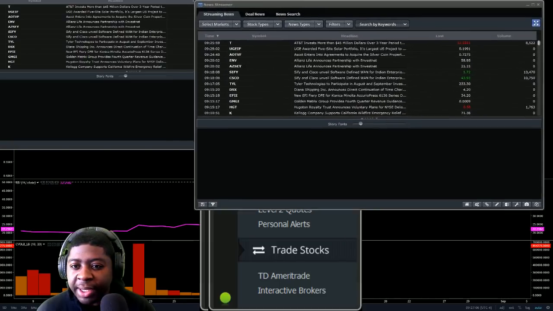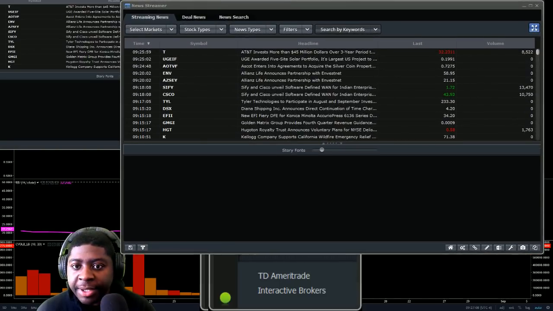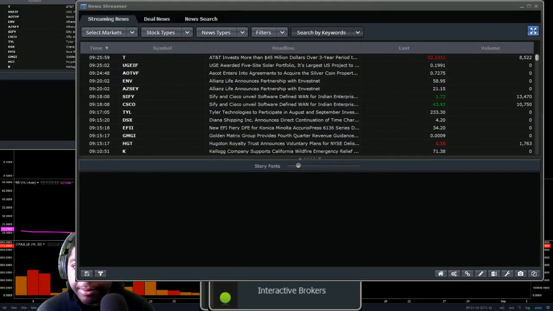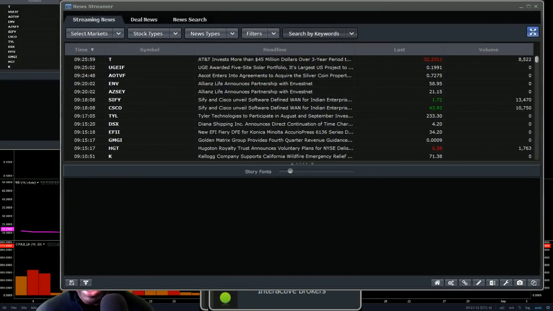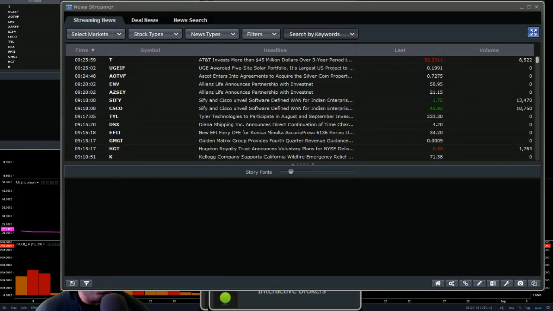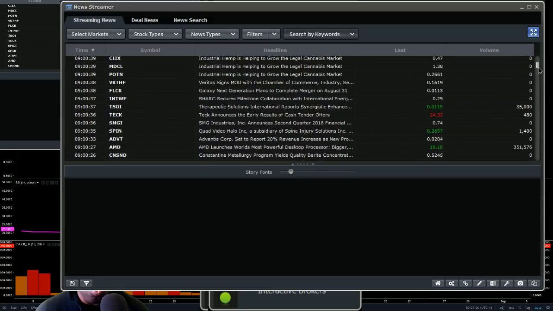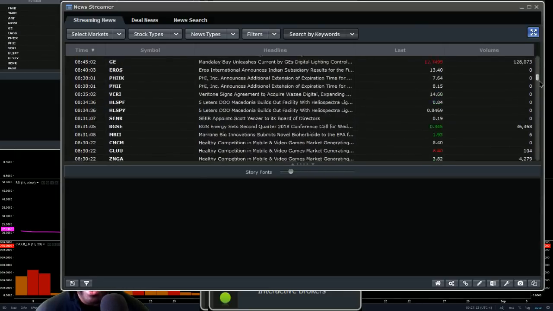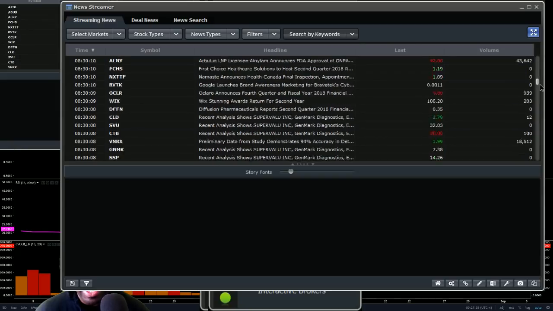We're going to be able to see what's running here. All right, so here's the news streamer, the built-in news streamer. As you can see, it takes feeds from dozens of sources. And again, you're able to go through and see what's running right now and why.